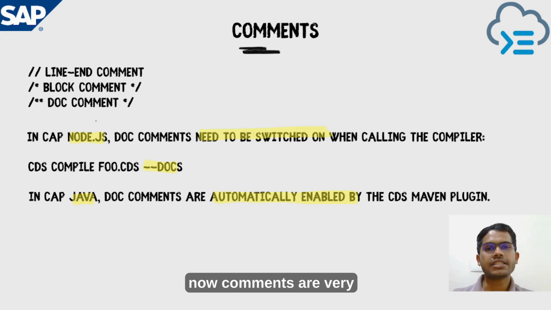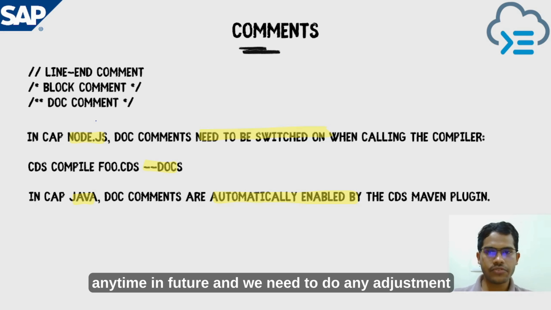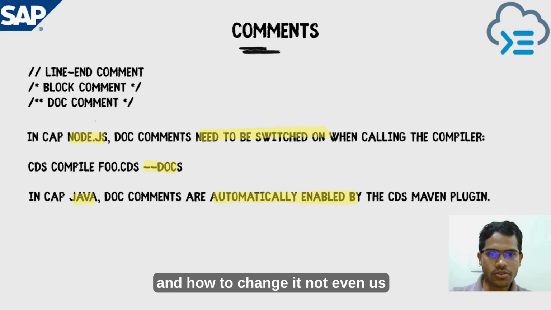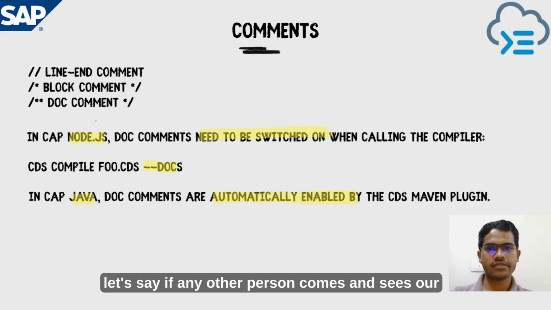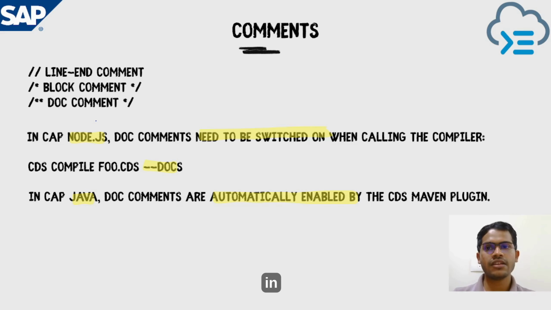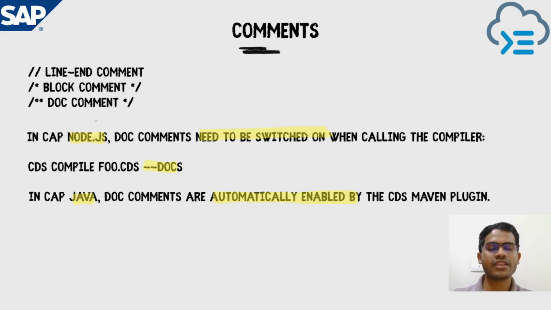Now comments are a very important concept of every programming language. We should always write comments when we write code, so that if we come back anytime in future and need to do any adjustment, we know what we wrote and how to change it. Not only us, if any other person comes and sees our code, they should be able to understand what we wrote. In CDS we have three types of comment: line end comment, block comment, and doc comment.